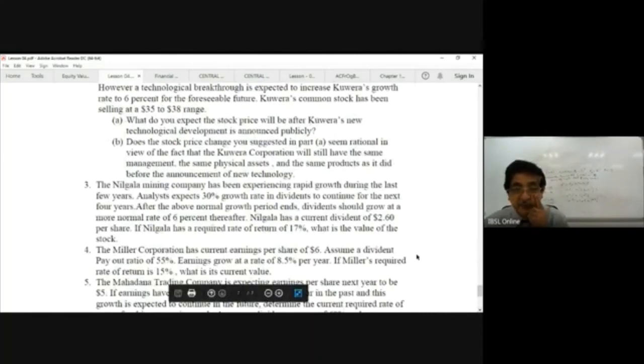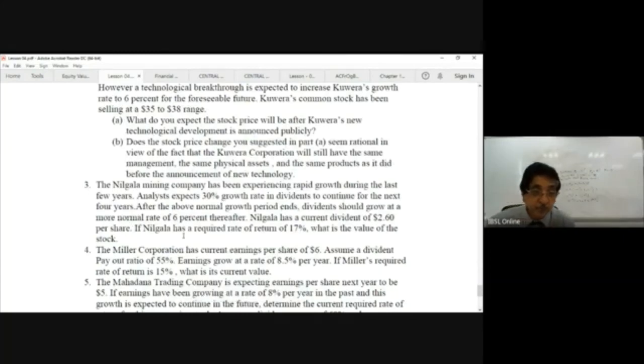Right. Now we will go to supplementary problem 3. The Nilgala Mine Company has been experiencing rapid growth during the last few years. Analysts expect a 30% growth rate in dividends to continue for the next 4 years. After the above-normal growth period ends, dividends should grow at a more normal rate of 6% thereafter. Nilgala has a current dividend of 2.60 per share. If Nilgala has a required rate of return of 17%, what is the value of the stock?